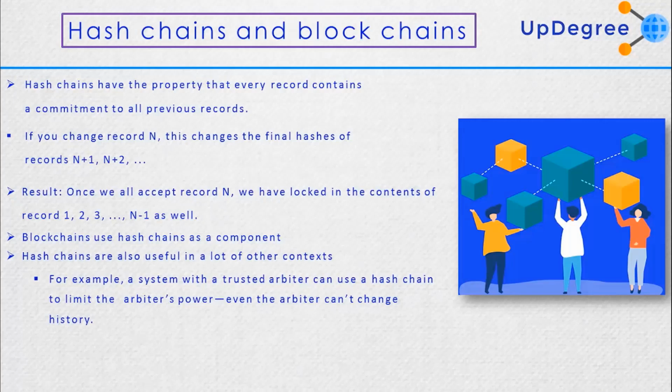So why do we need to use this? Because blockchain uses hash chains as a component. And hash chains are also useful in other contexts because they help with arbitration, so that your change history cannot be changed and is always intact. That's how the relation between hash chains and blockchains is a very important concept. Because blockchain uses hash chains as a component, it's important for us to understand what a hash chain is.